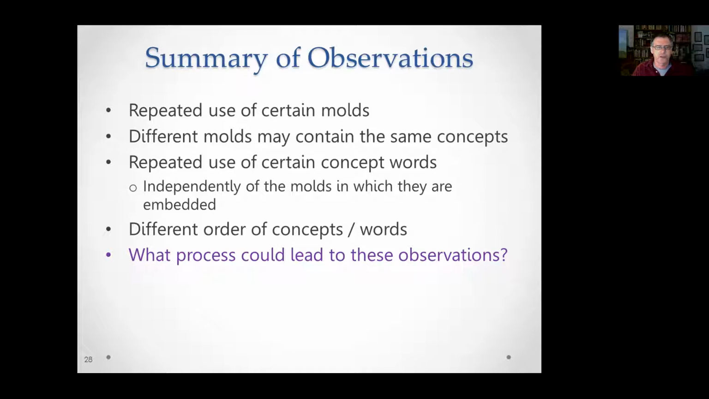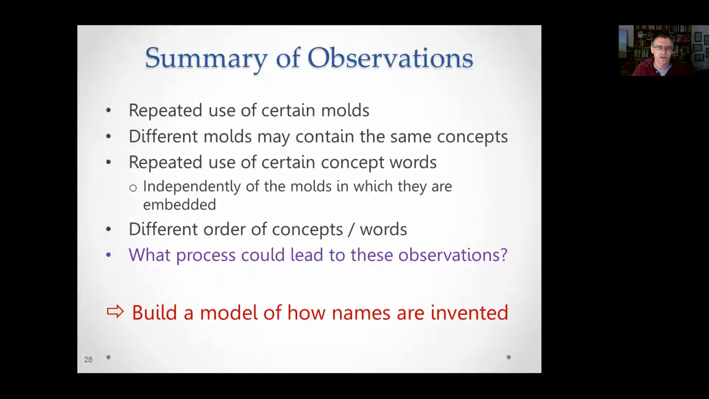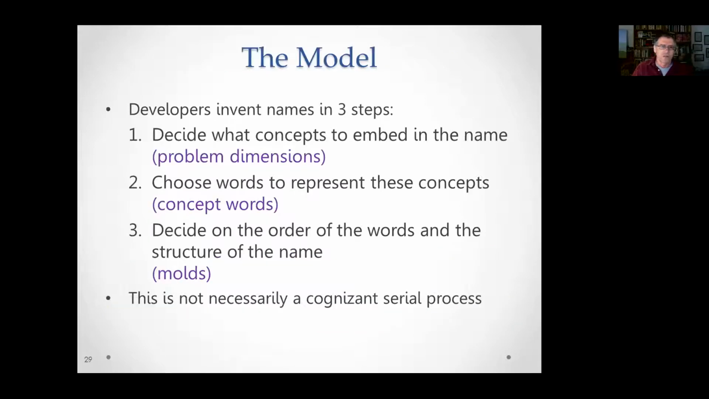And we decided to create a model of how names are invented that could explain these observations. Our model is as follows. We suggest that maybe developers invent names in 3 steps. First, they decide what concepts to embed in the name. These concepts represent the problem dimensions. They then choose which words to use to represent each of the concepts. These are the concept words I gave in the example. Finally, they decide on the order of the words and the structure of the name. This corresponds to the molds.